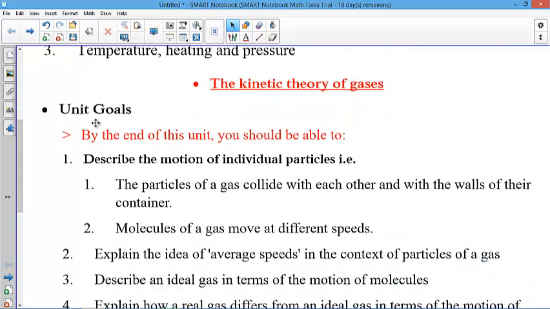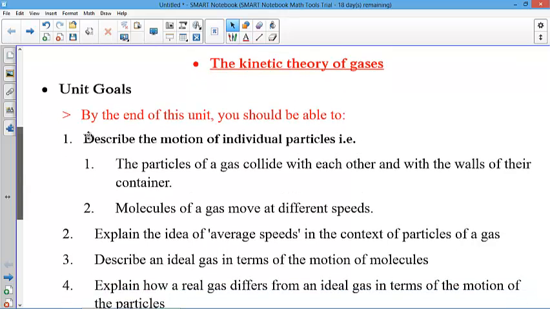These are the unit goals for the kinetic theory of gases. By the end of this unit, you should be able to describe the motion of individual particles of a gas by saying that particles of a gas collide with each other and with the walls of their container. You also need to be able to describe the motion of individual particles of a gas by saying that molecules of a gas move at different speeds.